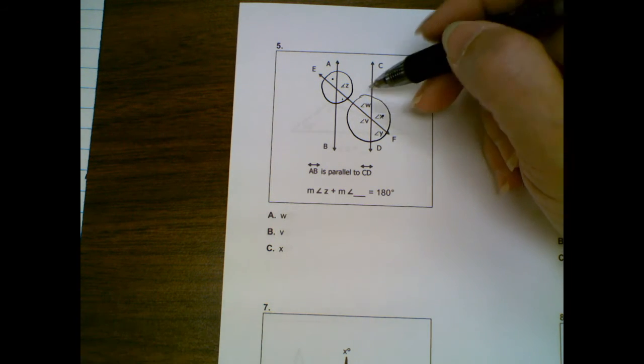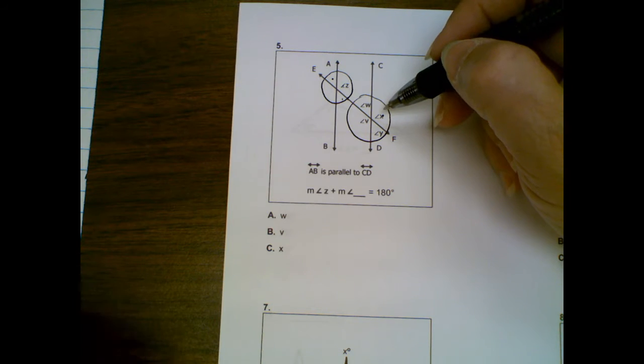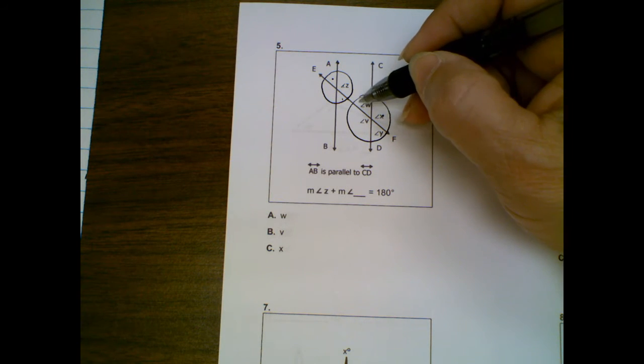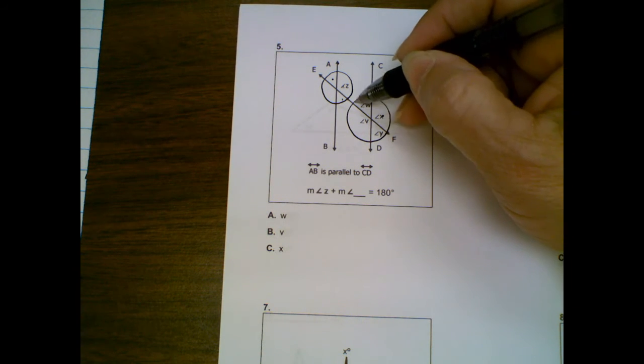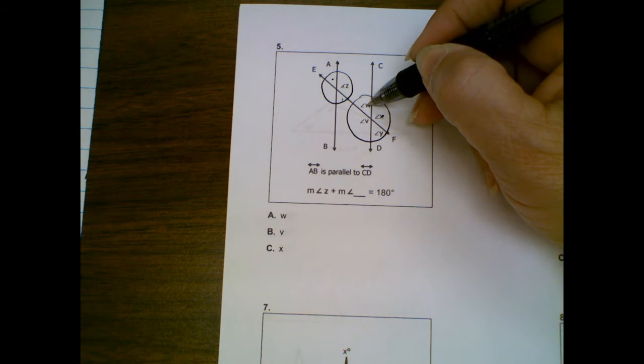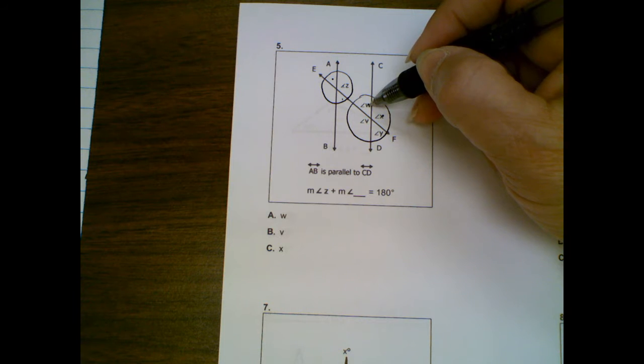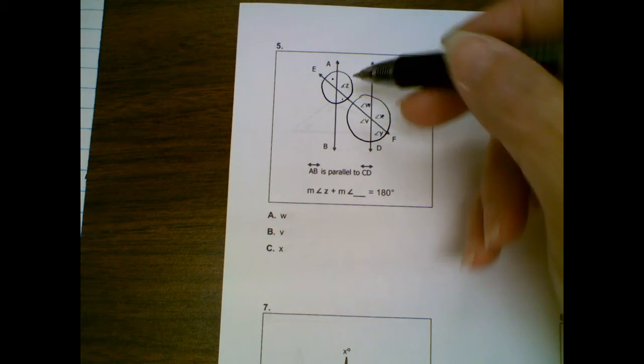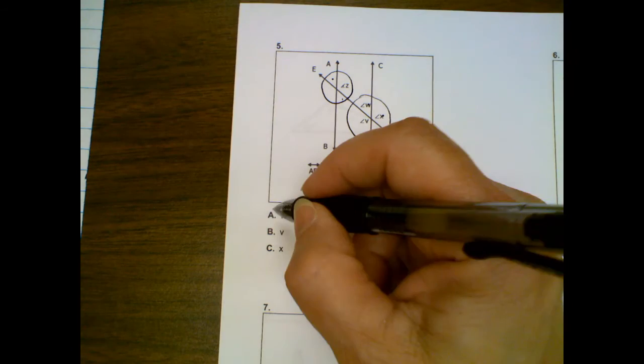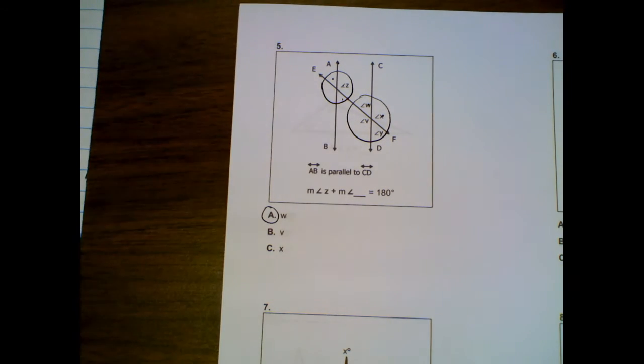So which 2 angles would be on with my half circle? Well, if I drew this line through my circle, this angle and this angle would be in that half circle and would make 180 degrees. Let's look and see if that's an answer choice, and there it is. So my answer is W.